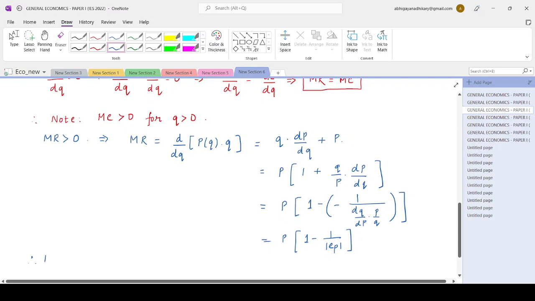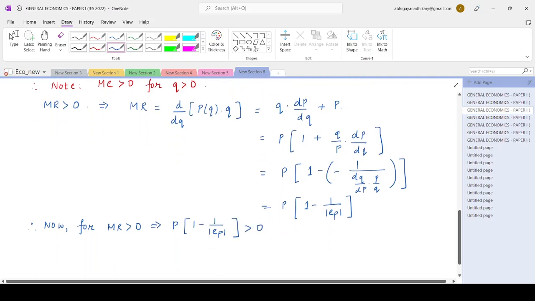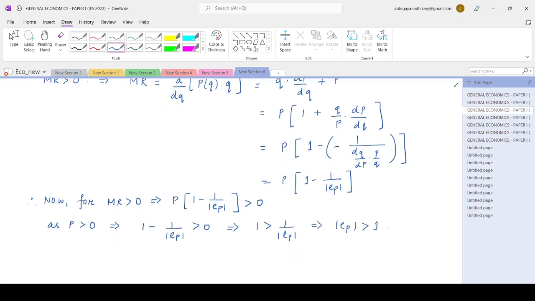So now you can understand that for MR to be positive, MR is equivalent to this expression. So P times 1 minus 1 by mod EP should be positive. As price is always positive, it cannot be a negative quantity. That means 1 minus 1 by mod EP has to be positive. That means 1 greater than 1 by mod EP. That means mod EP greater than 1. That means the monopolist will always operate on the elastic part of the demand curve. Otherwise, the optimal profit maximizing condition will not be achievable.